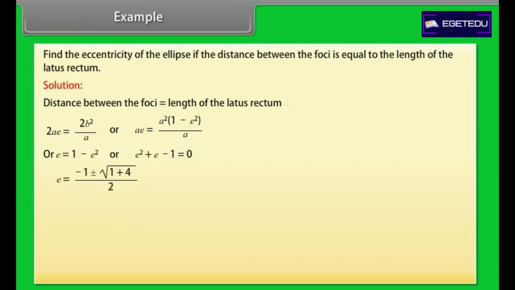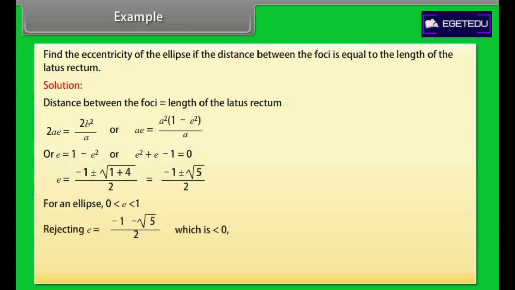So e is equal to minus 1 plus or minus under root 1 plus 4 upon 2, which is equal to minus 1 plus or minus under root 5 upon 2. For an ellipse, 0 is less than e is less than 1. Rejecting e is equal to minus 1 minus under root 5 upon 2, which is less than 0, we have e is equal to (under root 5 minus 1) upon 2.